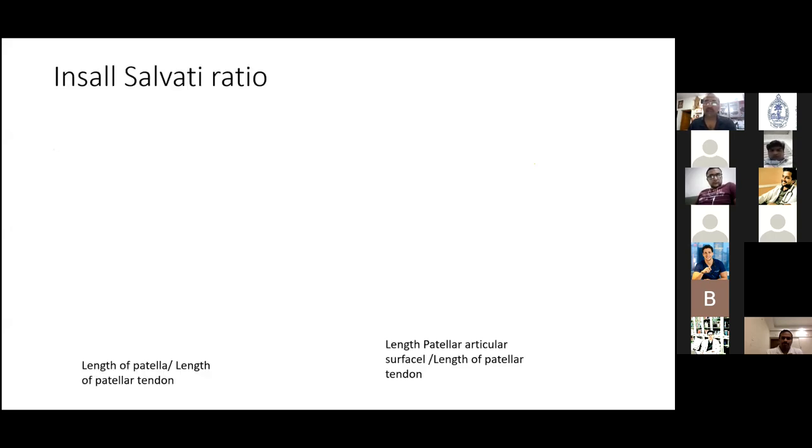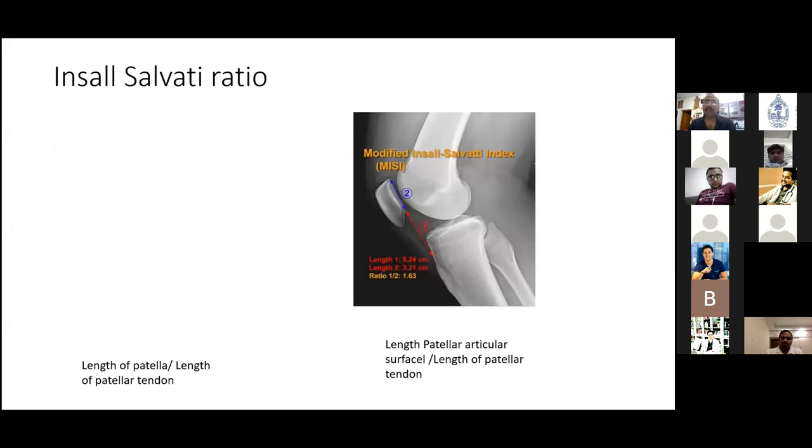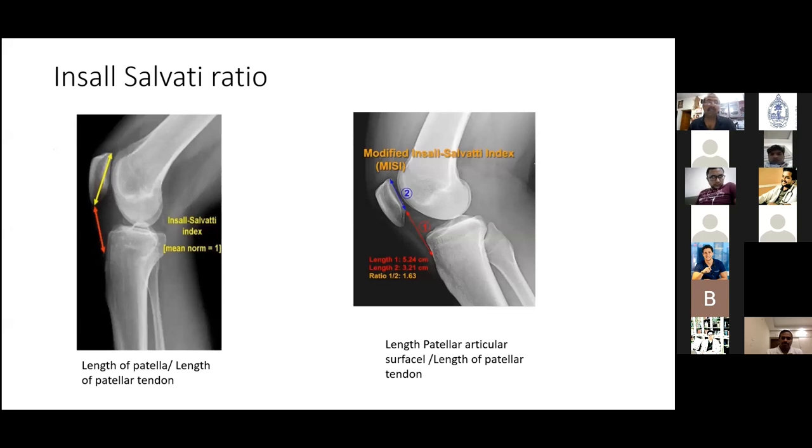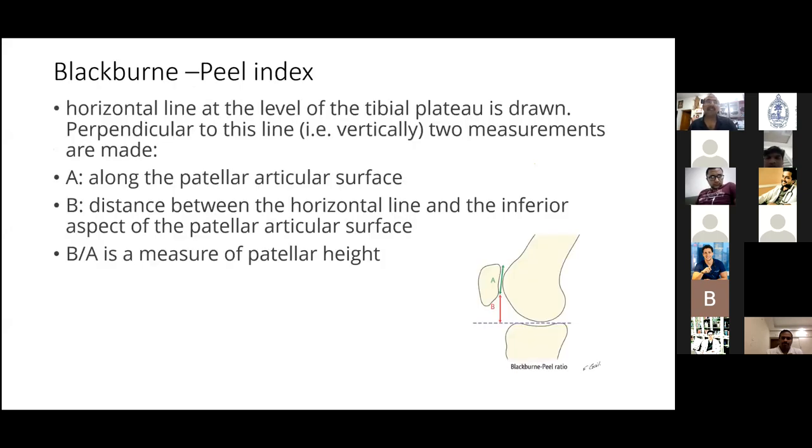Then I think you all know about the Insall-Salvati ratio, the length of the patellar tendon versus the patella. You should know that normally it is one. That ratio of patellar tendon to patella height gives you the patella alta. Then there is the modified Insall and the Blackburn-Peel ratio. These are all asked in your exams, maybe for your viva and your short questions.